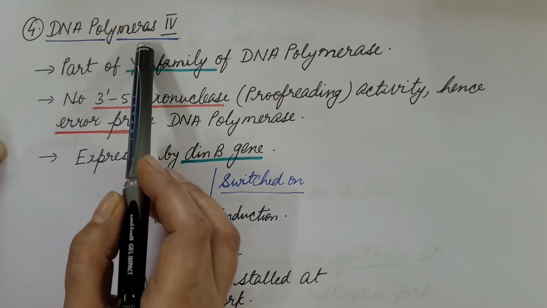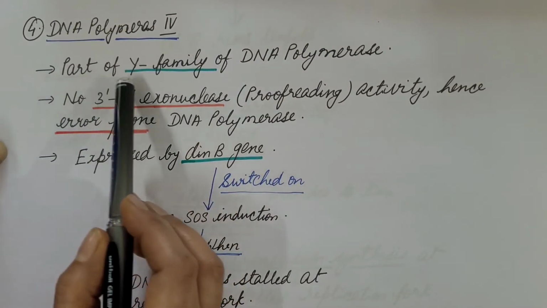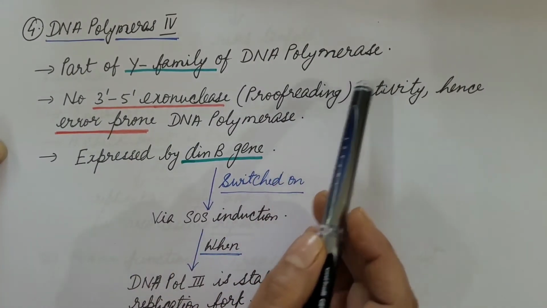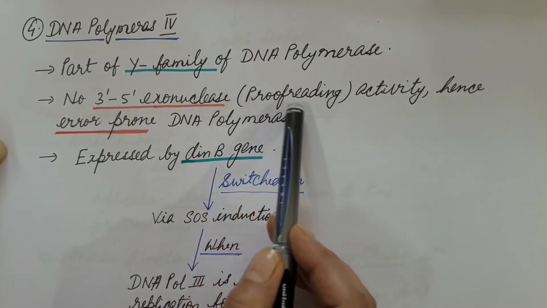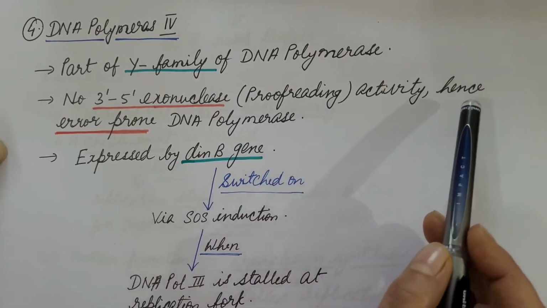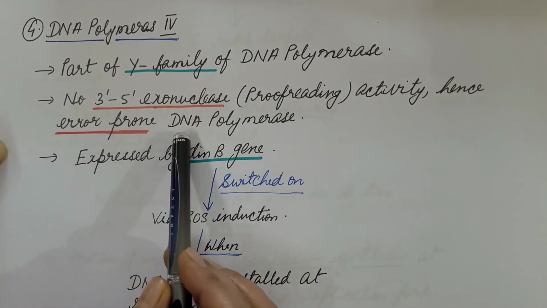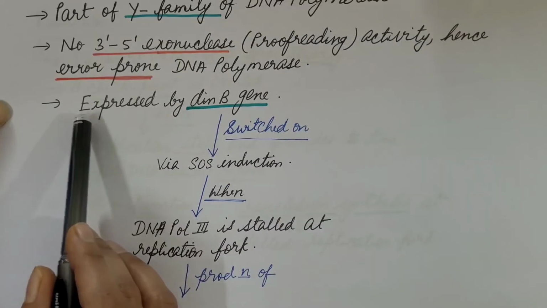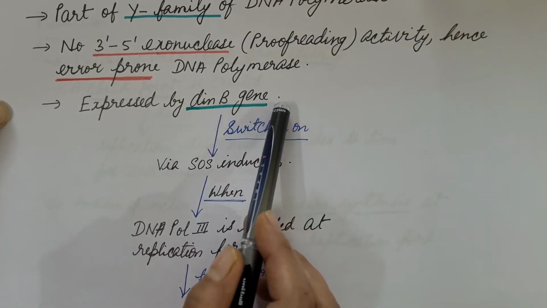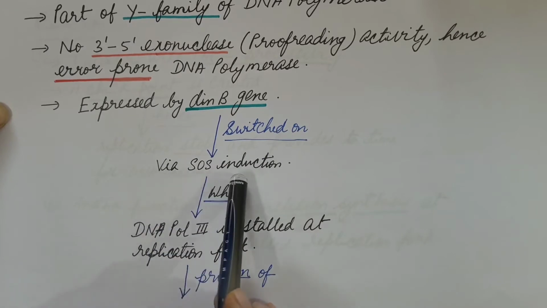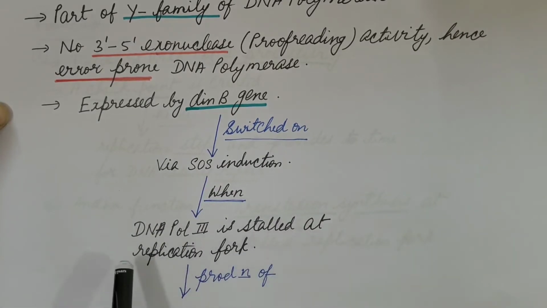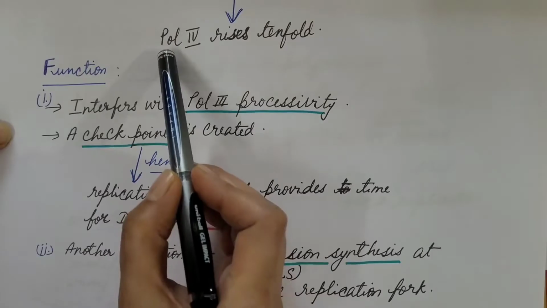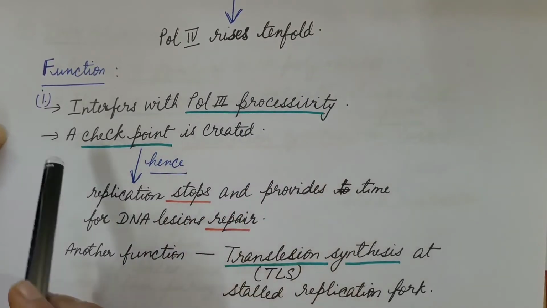Now the next is DNA polymerase 4. It is part of the Y family of DNA polymerases. It has no 3'-5' exonuclease activity, in other words no proofreading activity. Hence, it is an error prone DNA polymerase. It is expressed by the DinB gene. This gene is switched on via SOS induction when DNA polymerase 3 is stalled at the replication fork, and the production of polymerase 4 rises tenfold.